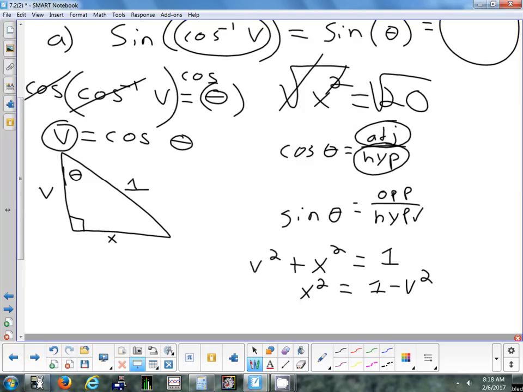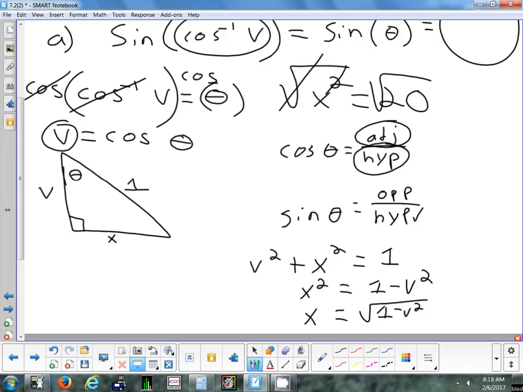No, not square both sides. Square root. We want to cancel out the square. So take the square root of what's on the left, and take the square root of what's on the right. Remember, you cannot simplify when you have addition or subtraction under a root, so you can't cancel out the v in the square.